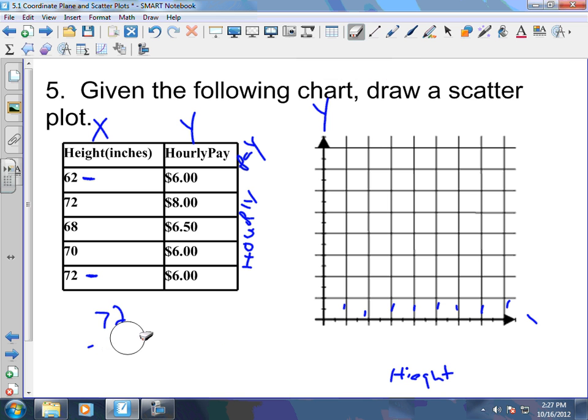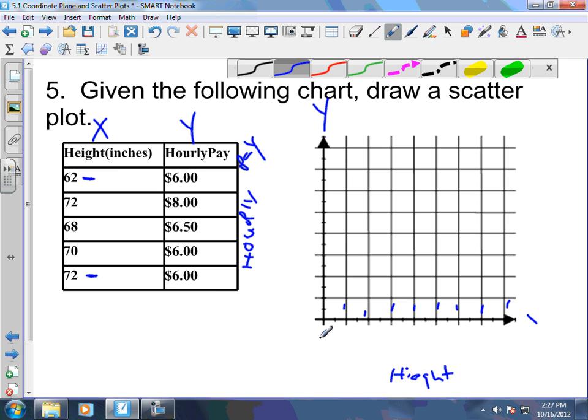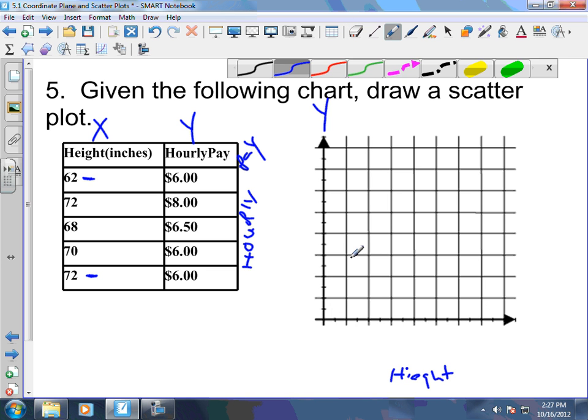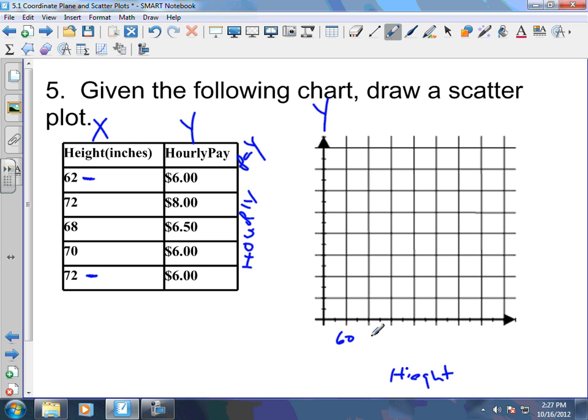So what number are you going to start with? Well, I'm going to start with 60. I'm going to make this line right here. I'm going to make that line 60. Okay? 60, and I'm going to go by 2s. 62, 64, 66, 68, 70, 72. There's all my numbers.